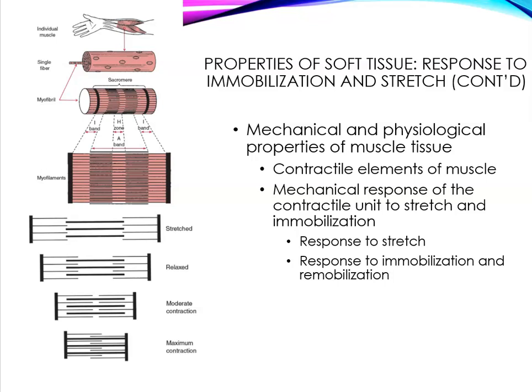The increase in connective tissue and early onset of passive tension also serves to protect the shorter and weaker muscle when it is elongated.